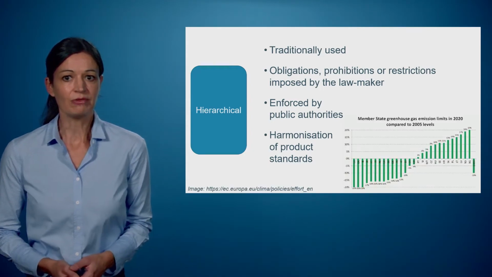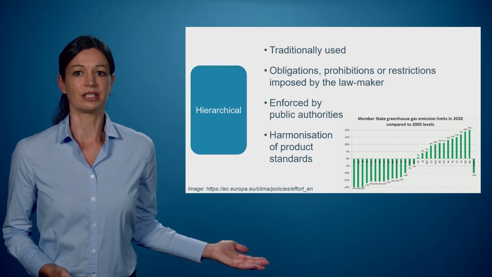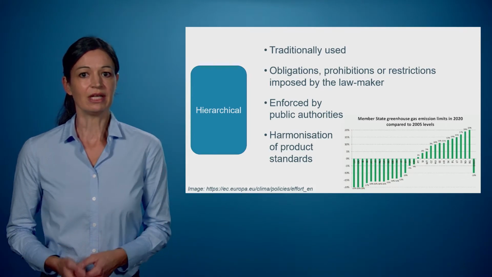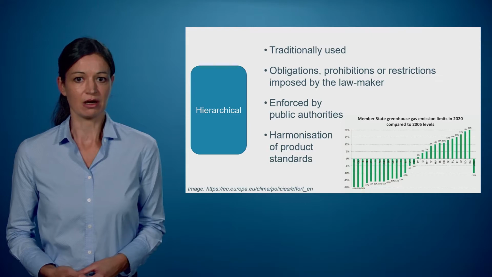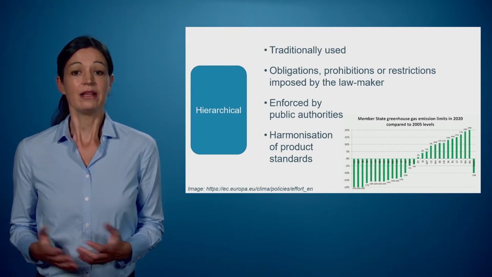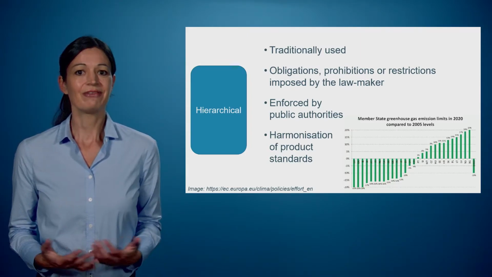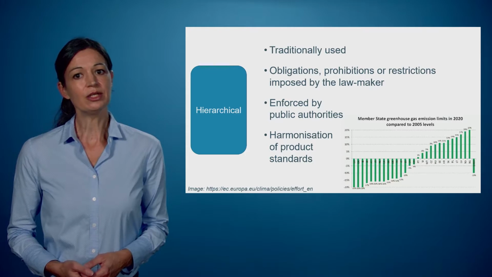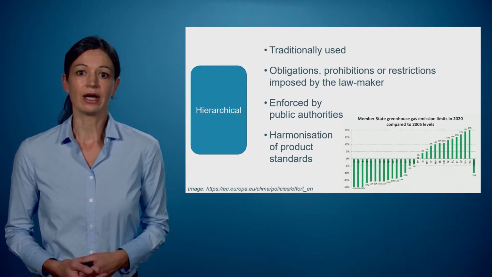One example of a hierarchical climate policy is the effort sharing regulation. The EU level has specified concrete greenhouse gas emission reduction targets for each of the member states. And the member states must achieve those targets. If they don't, the European Commission can start an infringement procedure, which could lead to a fine.